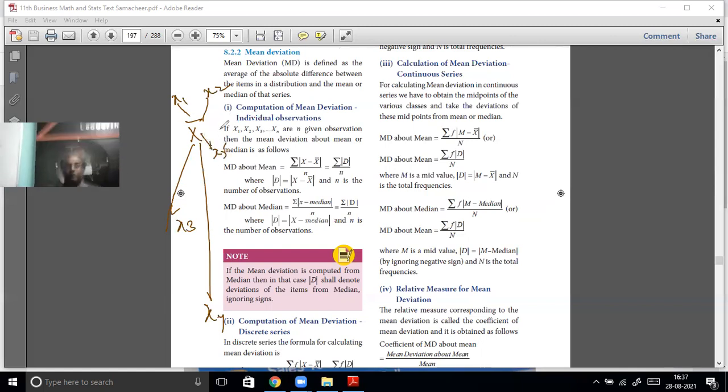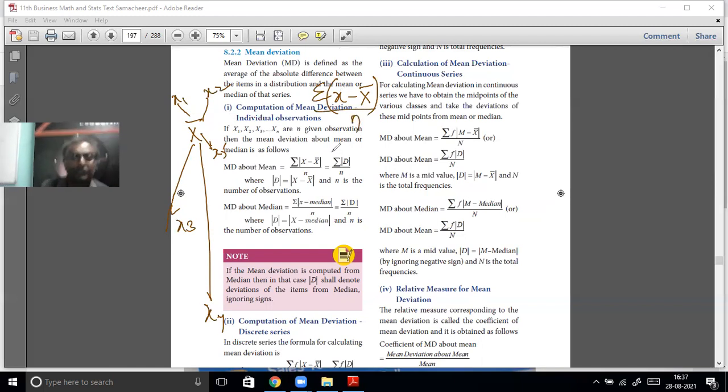Okay. Now what you have to do? Constantly subtract the average from x and do the sigma of that. And then divide it by n, the number of values. That's all mean deviation.